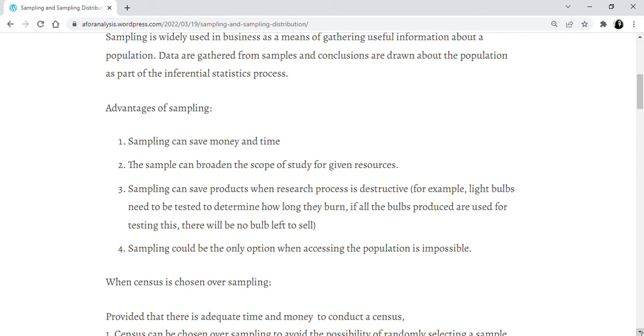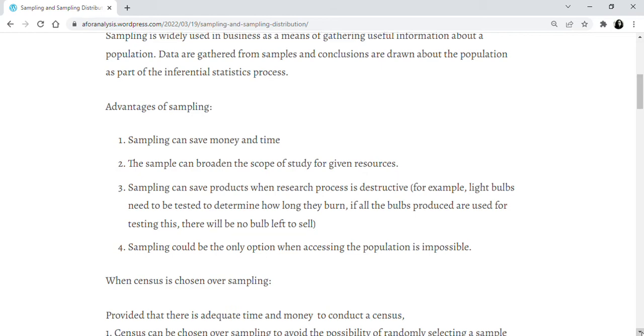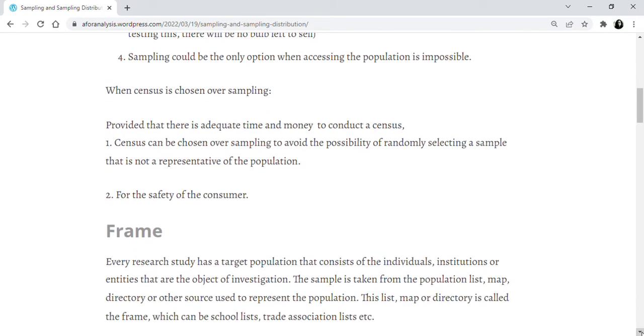Number four, sampling could be the only option when accessing the population is impossible. So of course, if the population is very large, or it's really very expensive to gather data for the whole population, then sampling is the only possible way. But there are other cases when we can't go for sampling, and we have to go for census.